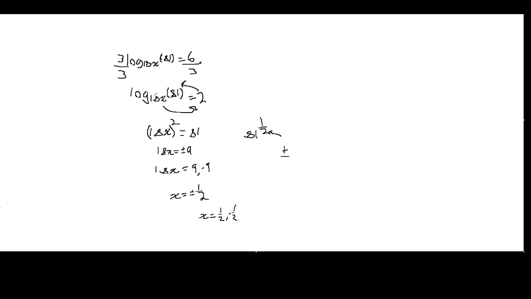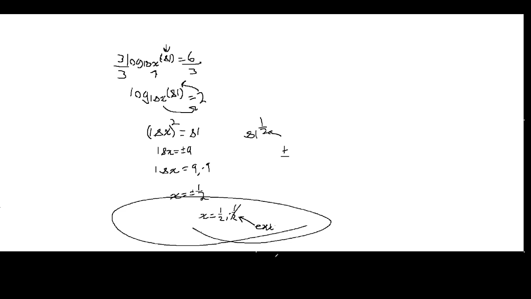And remember, you can never have a negative number in the base or in the argument, okay? And if you have this negative, well, 18 times negative 1/2 is negative 9. So what happens then is you write EXT, you have a little arrow, you cross out the negative 1/2. This is your answer, and boom.